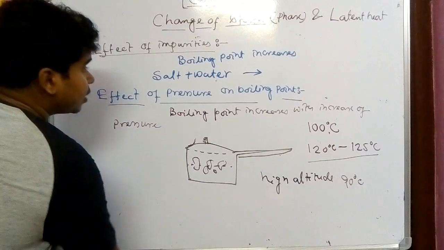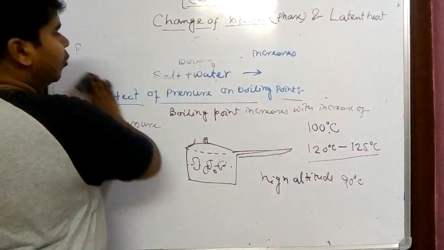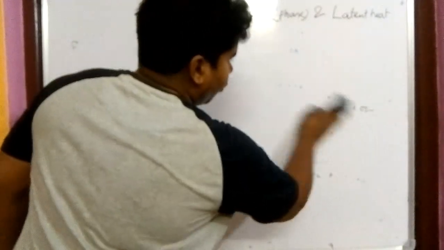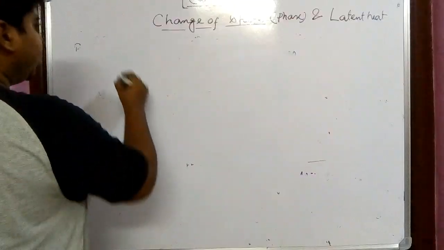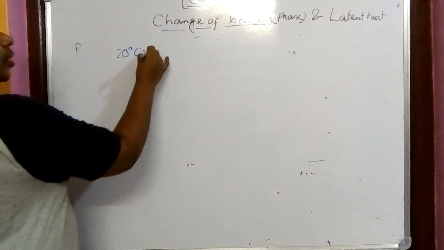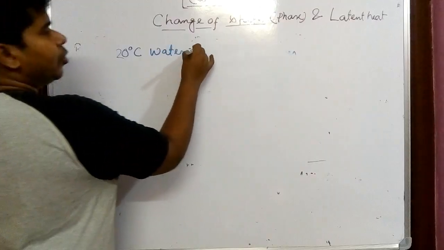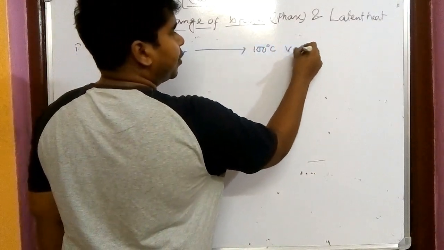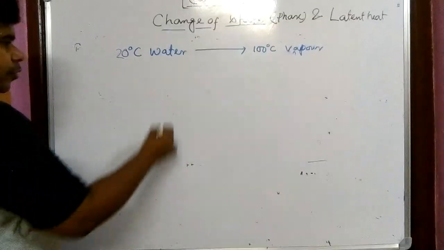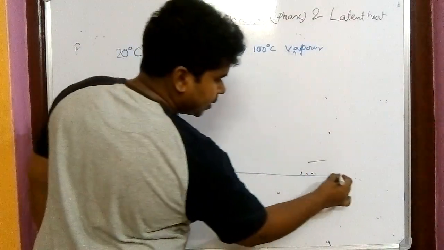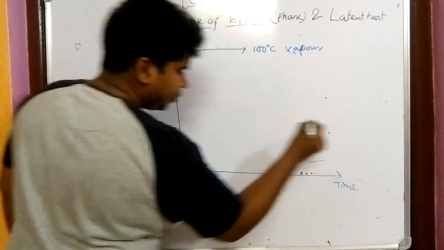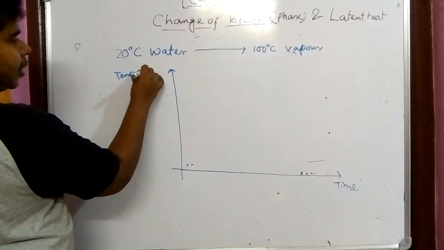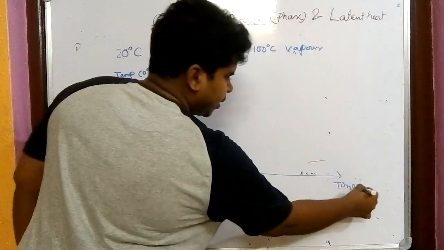And now the last item on boiling point, if I want to represent it graphically. Assume water is given to you at 20 degrees centigrade, and you have to convert it into vapor at 100 degrees centigrade. If you want to show the graph, here it is time and here it is temperature. Temperature is in degrees centigrade and time is in seconds.